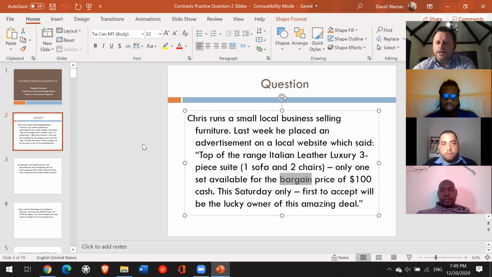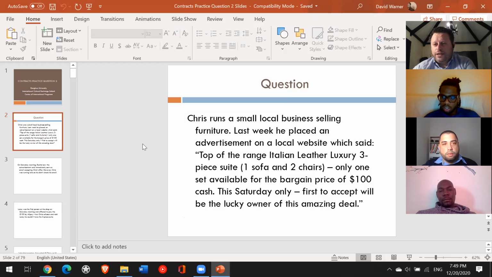Okay. Your "bargain" has two meanings. You're thinking it means negotiate, like let's bargain. That's not really what it means in this way in English. The bargain price just means the good price. Sorry, it's just a synonym for good.